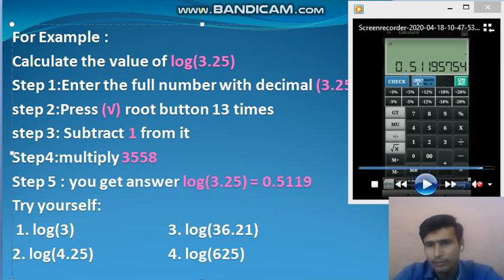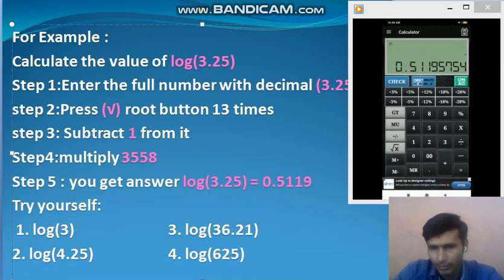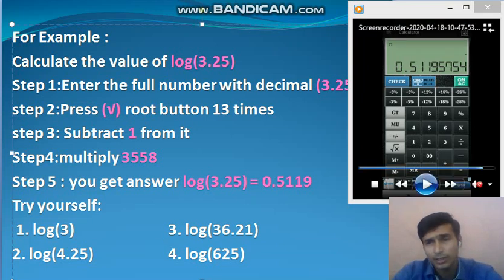We can also verify this answer in your scientific calculator, but here we don't demonstrate it. Next, you must try yourself to find the log of any of the numbers given here. A few of the numbers you must find the log of yourself in a simple calculator. I hope you are able to understand how to find a log in a simple calculator.